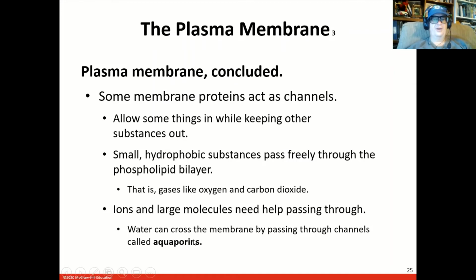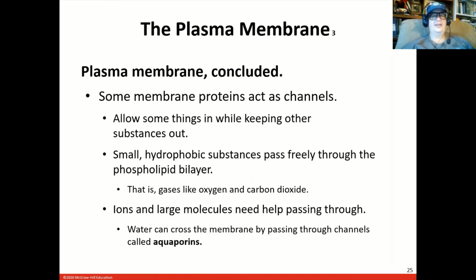Small things, hydrophobic things, go right through the phospholipid layer. We tend to call that simple diffusion. It's not facilitated, it's not helped. The small things, nonpolar things, they can just pass right through.